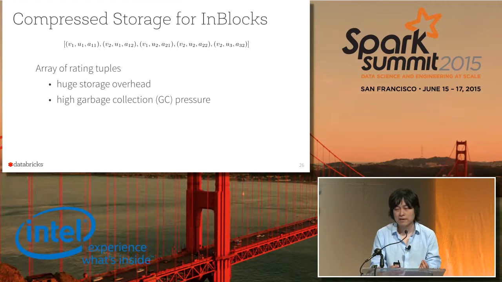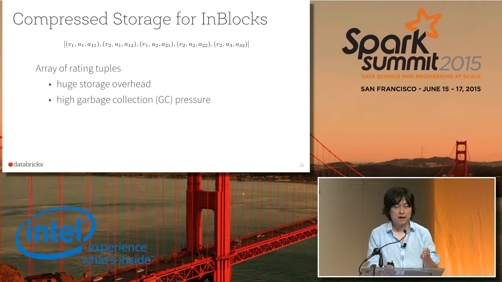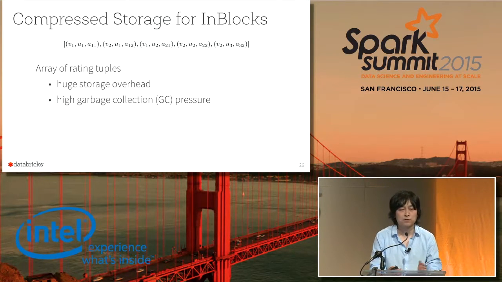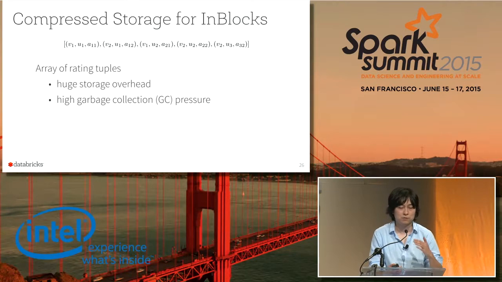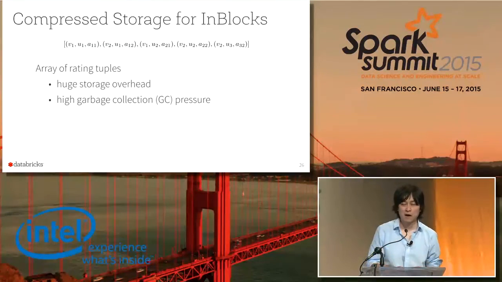The most naive approach is just to store an array of tuples. Here is an item, user, and rating. However, in Java, this involves a huge overhead on storage because you need to store the reference to those tuple objects. And it's not very GC friendly. You already heard about the GC tuning. So basically, you don't want to have millions of objects inside a single JVM. You want to have a smaller number of objects.